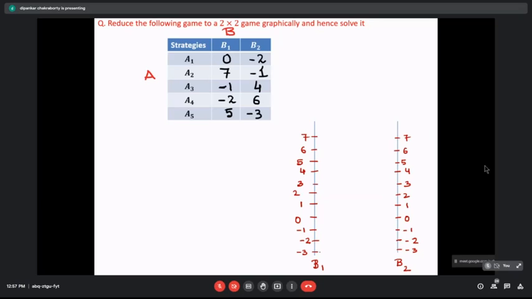So the numbers -3 and -3 should come out. Up to this, I hope you have understood. Okay to all of you?